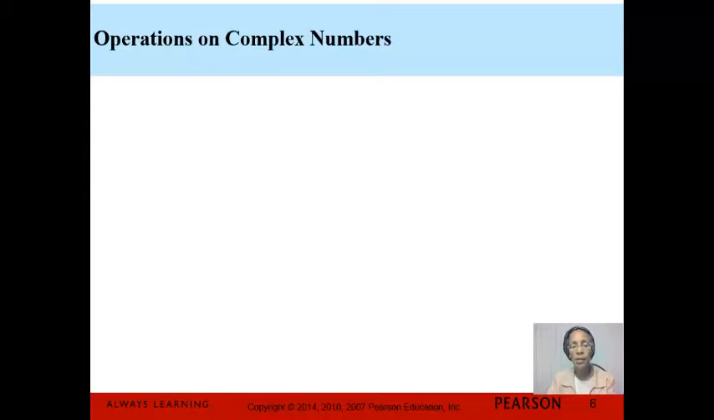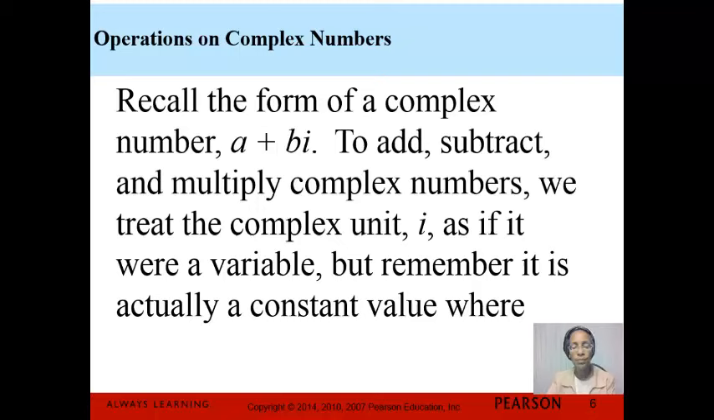We can perform operations on complex numbers. Recall the form of a complex number is a plus bi. To add, subtract, and multiply complex numbers, we treat the complex unit i as if it were a variable. But remember, it is actually a constant value, where i equals the square root of -1 always.